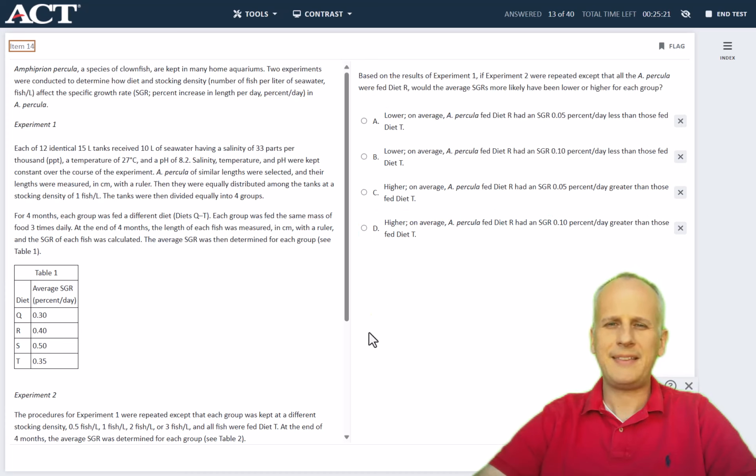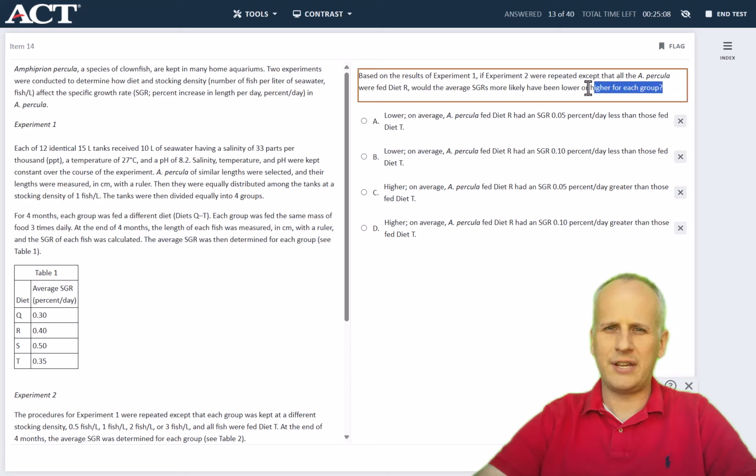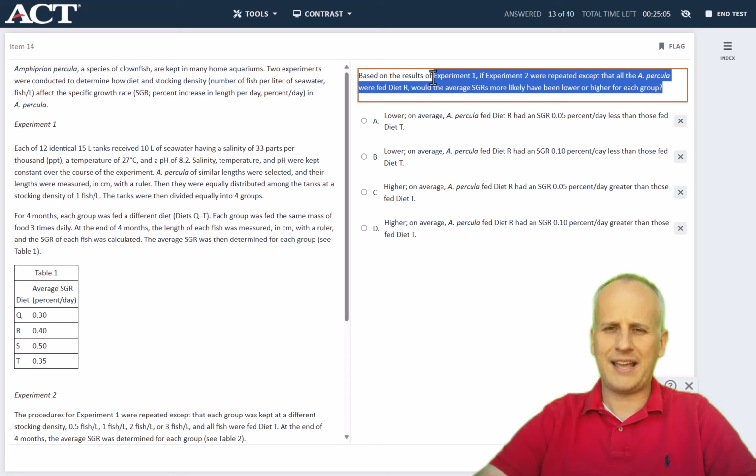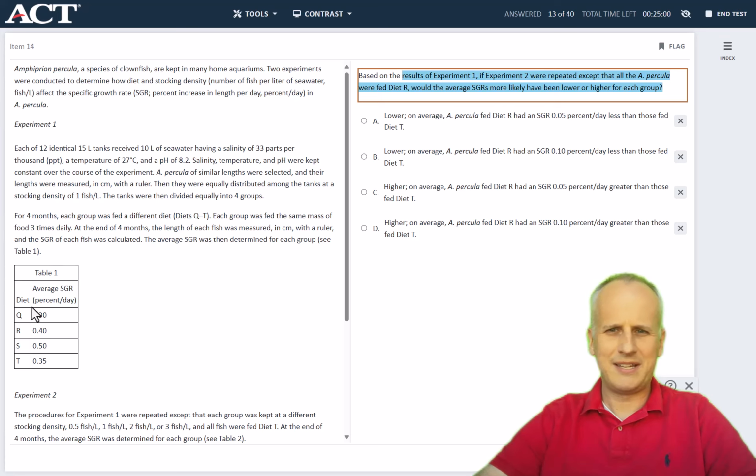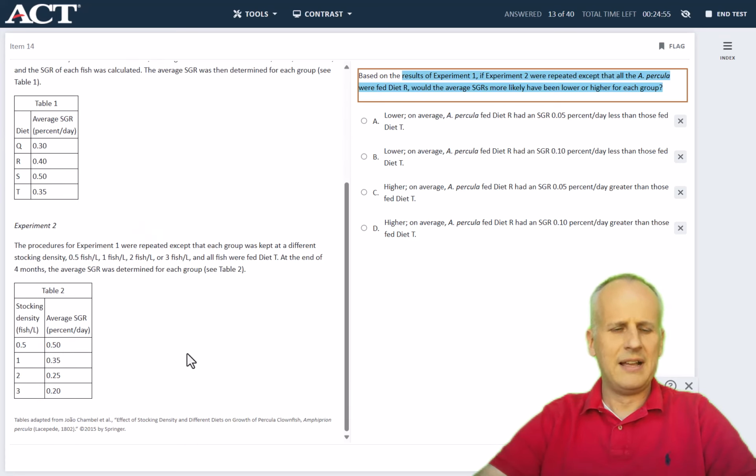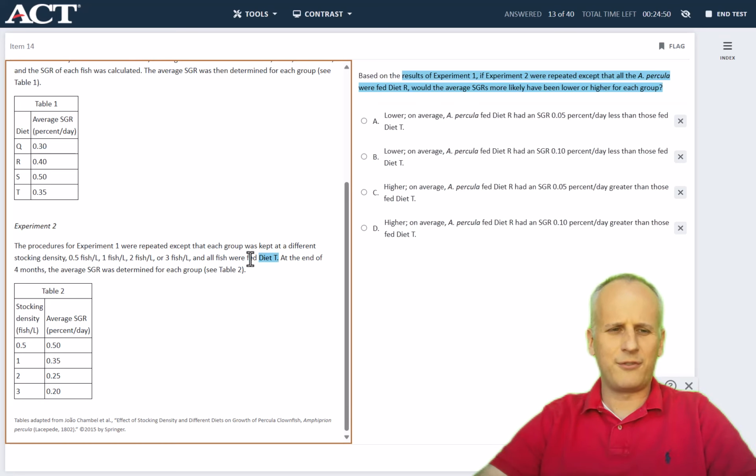Next, we've got, based on the results of experiment 1, if experiment 2 were repeated, except that all the A. percula were fed diet R, would the average SGRs more likely have been lower or higher for each group? So we're going to just look at the results of experiment 1 first, again highlighting for clear reference, and we can see that we're going with diet R. Diet R was 0.4 SGR. And down here, we can see that in experiment 2, the fish were fed diet T. And we know that diet T had an SGR of 0.35, which matches table 1 here.